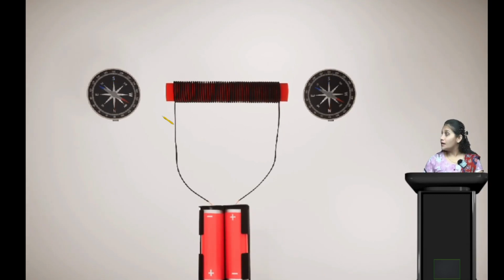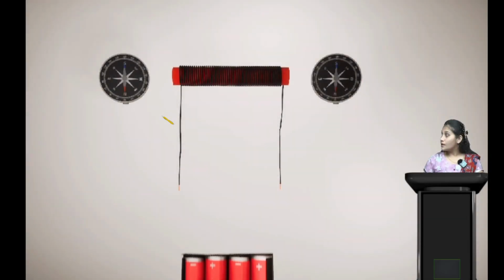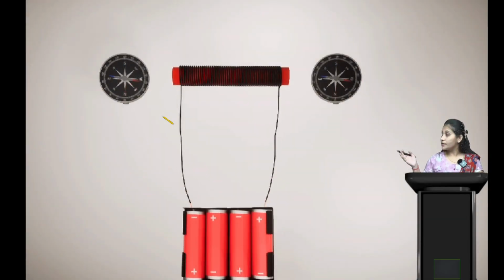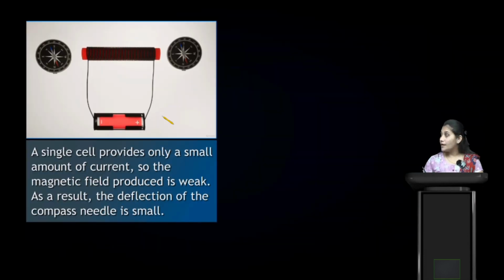See, another case is that here also we are connecting the cell with a larger number of batteries. Okay, in the previous slide also you have seen we are connecting the insulated wire to the two batteries. So if we increase the number of electric cells and we connect these electric cells to the insulated wire, then also the electromagnet becomes stronger.